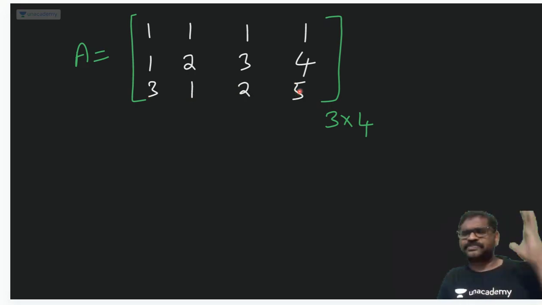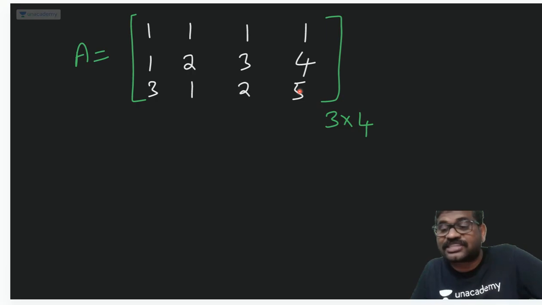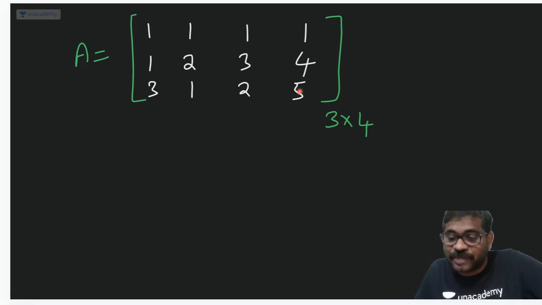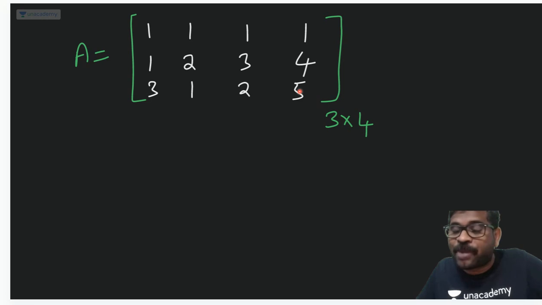For example, matrix is 3 cross 4. Sir, what is the highest possible minor? 3 cross 3. Sir, how is 3 cross 3 the highest possible minor? Maximum number of rows is 3, but maximum number of columns is 4. But you can't generate 3 cross 4, because a minor must be a square matrix. So what is the highest possible square matrix? 3 cross 3.